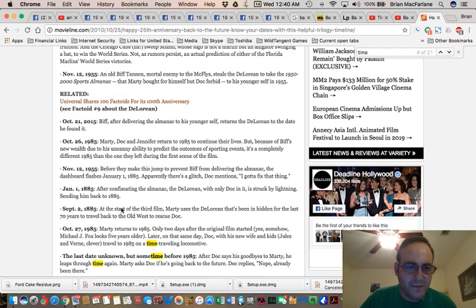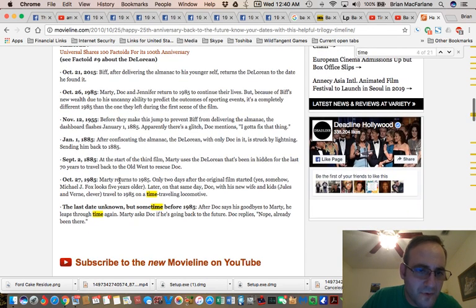They actually put here, right here, Marty returns to 1985 on October 27th, 1985, only 2 days after the original film started. Yes, somehow Michael J. Fox looks 5 years older.